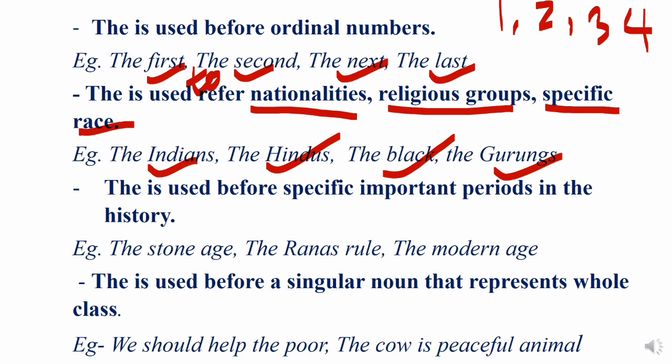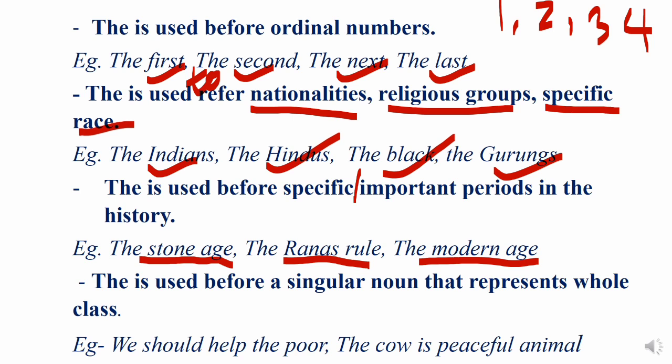Next rule here says the is used before specific or important periods in history. Example, the Stone Age. This is an important period in history. The Rana's rule and the modern age. These are special and important periods in the history of earth or the history of our country also. When we talk about Rana's rule, it is about a certain period in the history of Nepal.